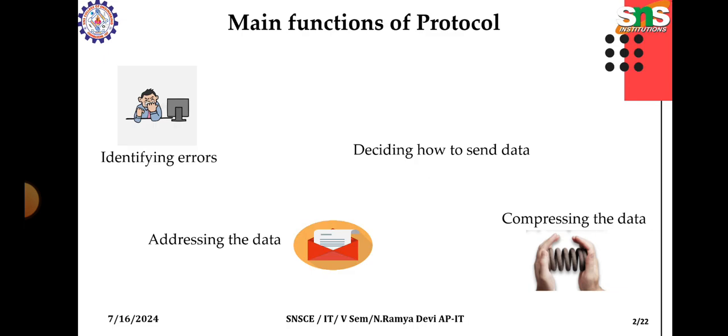These are the main functions of protocols. The protocol is mainly used for identifying errors in client or server communication, and deciding how to send the data. The addressing of the data is also taken care of by the protocol, and the compression of the data is also taken care of by the protocol.